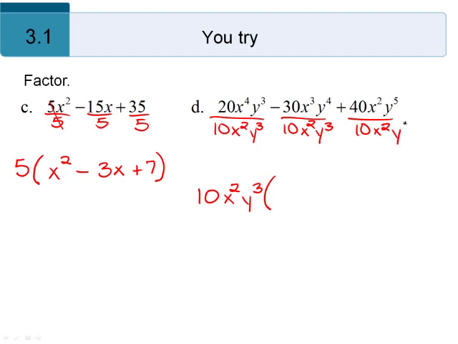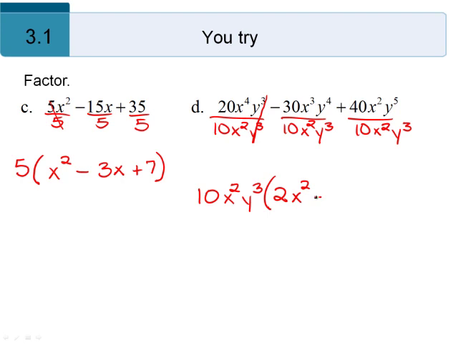Write it out, okay? All right, so we go back to the first term. 20 divided by 10 is 2. And remember, when we divide with our exponents, we subtract them. So x to the fourth over x squared is just going to be x squared because you subtract. The y cubed over y cubed, those cancel. They're completely gone. So the first term ends up being 2x squared.